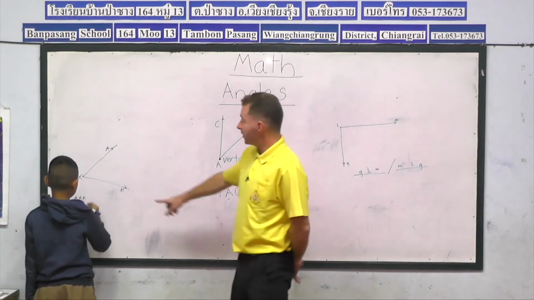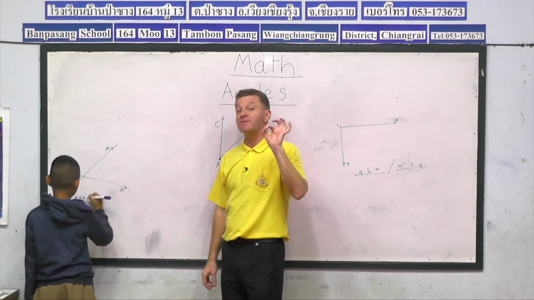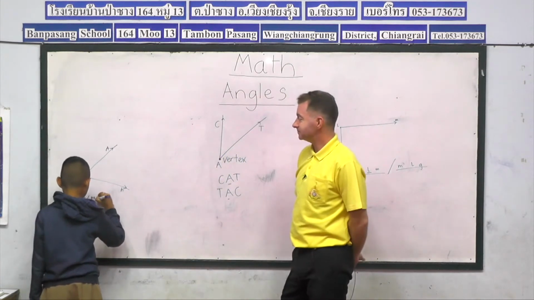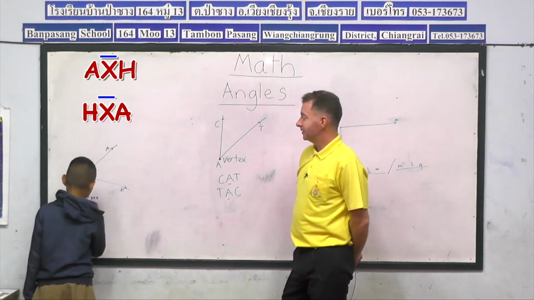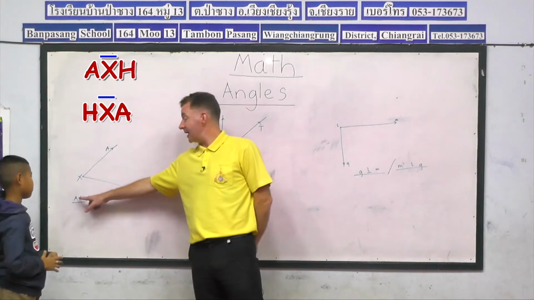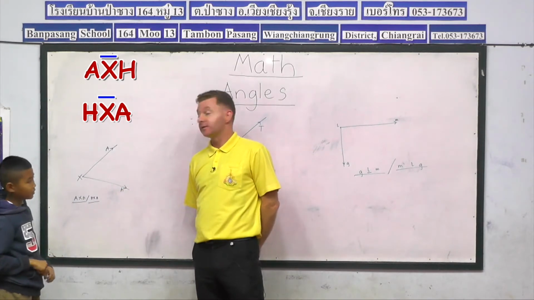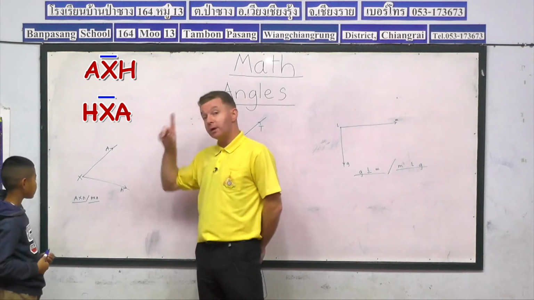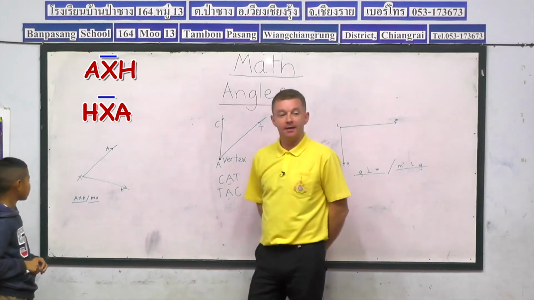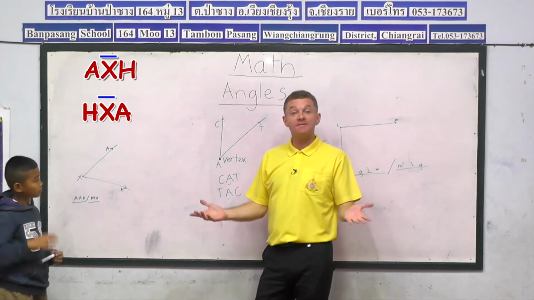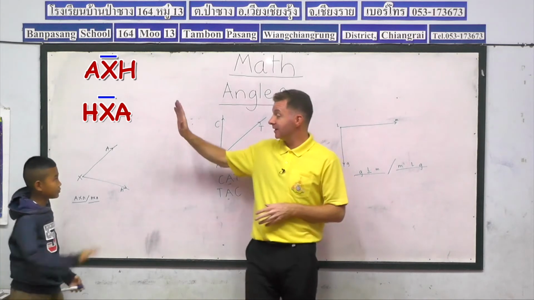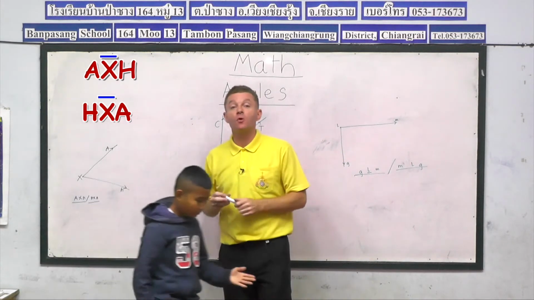Brilliant. You see, Pangpon has correctly remembered the vertex point, always the middle letter. Very good. So what we can do, guys, we have angle AXH, you see, going this way, but we can also go the other way, HXA. And that's how we design and name our own angles. Pangpon, that was brilliant. High five and a big round of applause for Pangpon, please, guys.